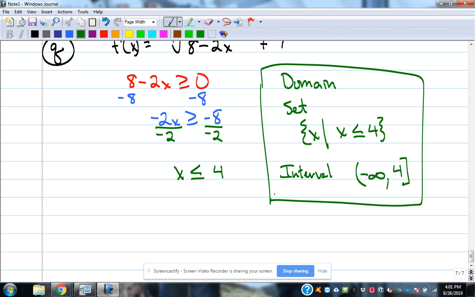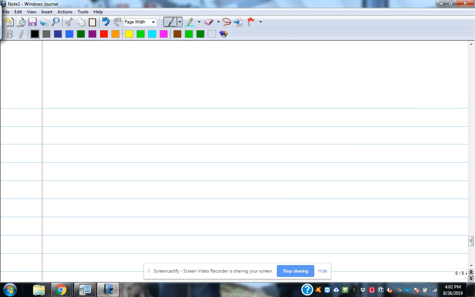So, square root: set whatever's underneath the square root greater than or equal to 0. Solve it. That's going to give you your domain. What do you do if it's a fraction? Let's do one more that's a fraction.